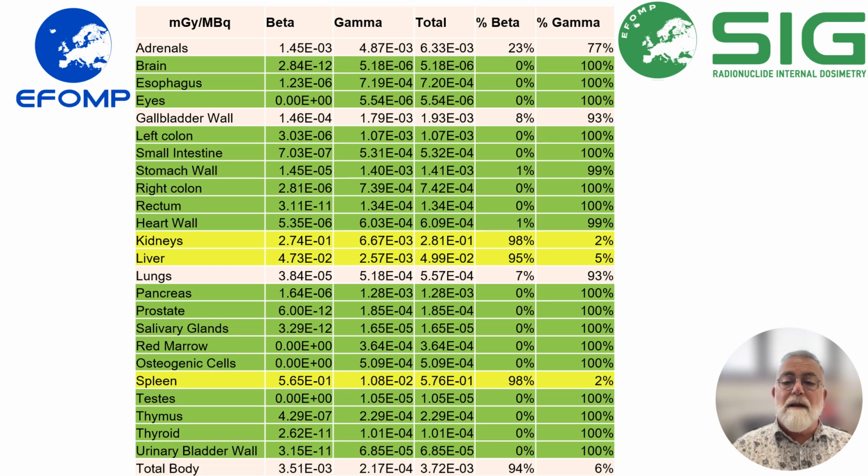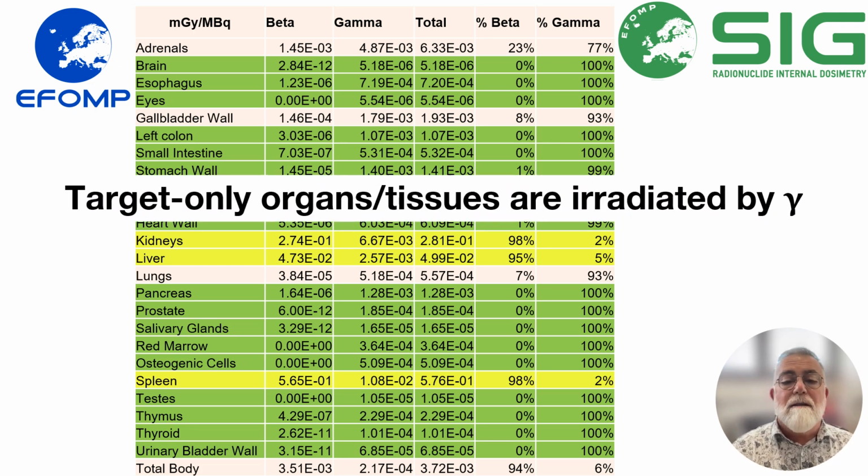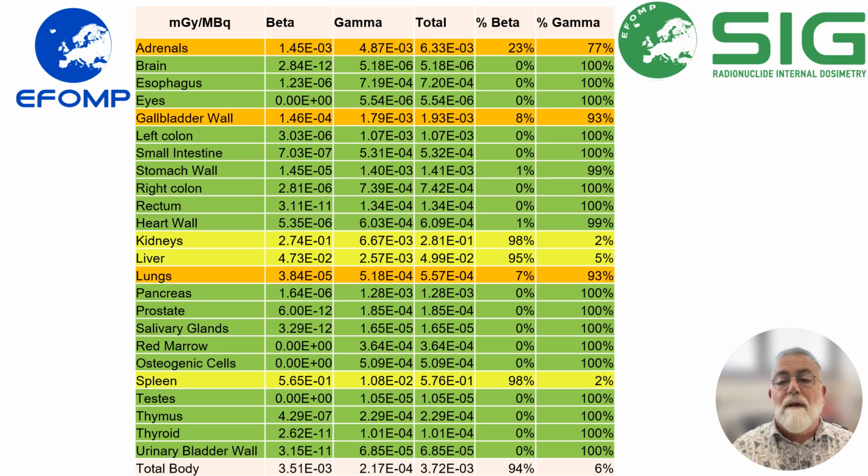Then, speaking of target organs, you can see here that target-only organs or tissues are obviously irradiated mostly by gamma. And so the irradiation is low, much lower than for source organs or tissues. And what you see here is 100%, 99%, and so on of gamma, with 3 exceptions. So let's have a look at these 3 exceptions.